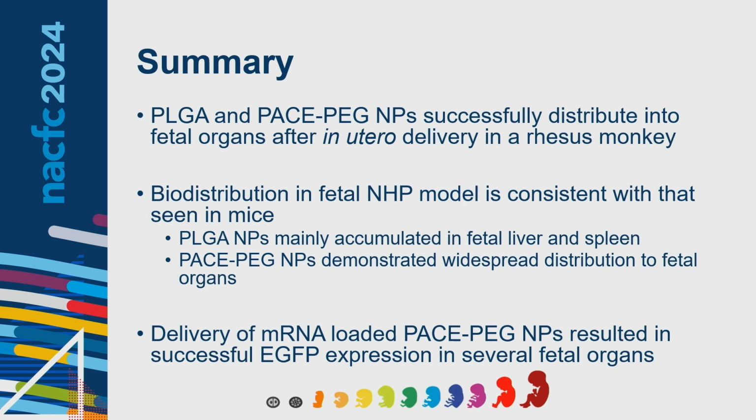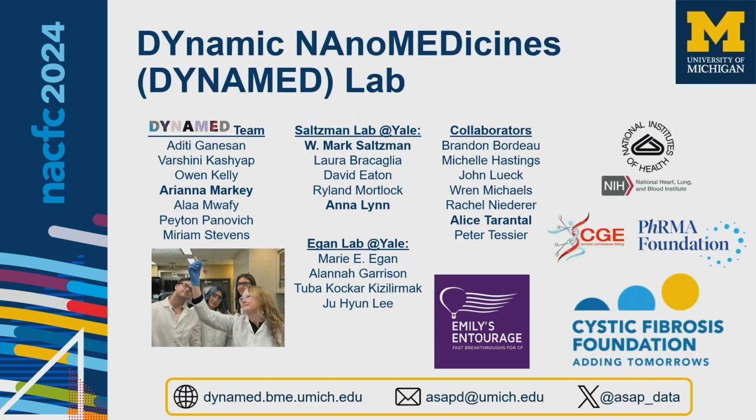So PLGA nanoparticles are primarily in the liver and the spleen, whereas our PACE-PEG nanoparticles demonstrate widespread distribution to fetal organs. And also delivery of mRNA encapsulated in these nanoparticles results in successful EGFP expression in fetal organs. And we're really excited to move this forward and look at actual gene therapies and gene editing therapies in particular.